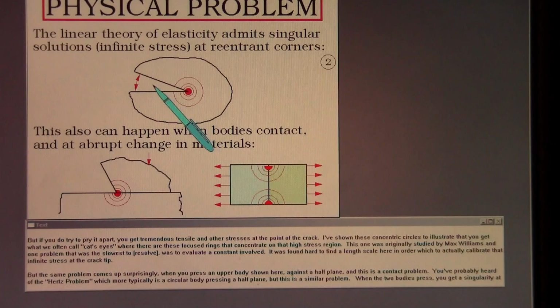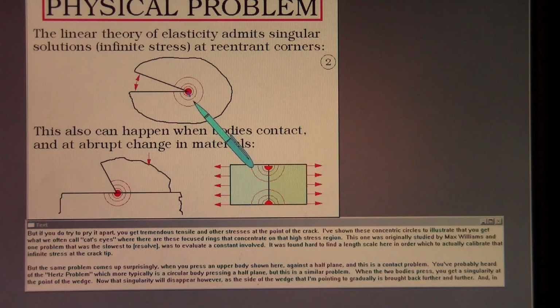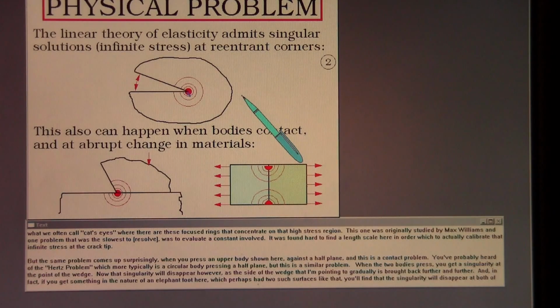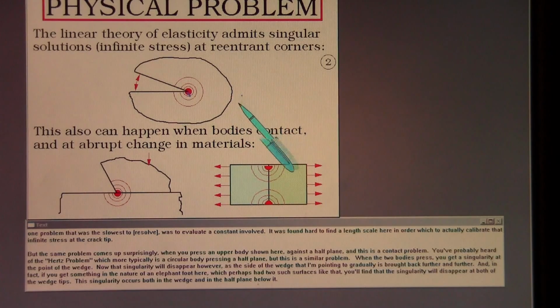But if you do try to pry it apart, you get tremendous tensile and other stresses at the point of the crack. I've shown these concentric circles to illustrate that you get what we often call cat's eyes, where there are these focused rings that concentrate on that high-stress region. This one was originally studied by Max Williams, and one problem that was the slowest to handle was to evaluate a constant involved. It was found hard to find a length scale here in order to actually calibrate that infinite stress at the crack tip.